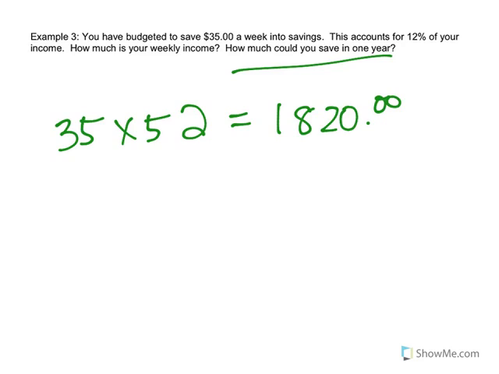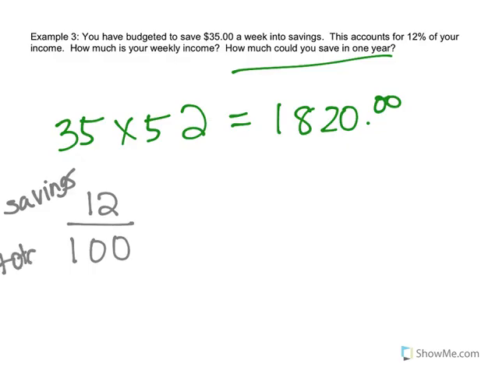Nice. Okay, we know that 12% is the same as saying 12 out of 100, which would mean this 12 represents your savings, and this 100 represents your total amount that you make in a week. We know that you're saving 35 of those dollars. We want to know how many dollars in total.